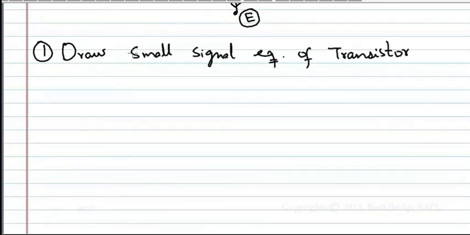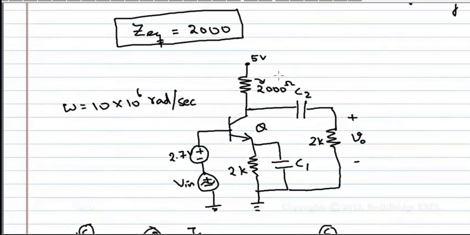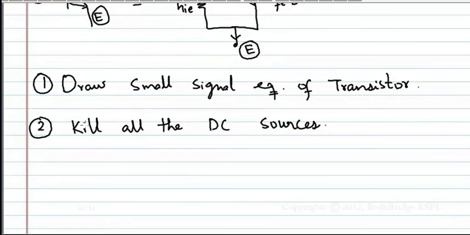First one, draw the small signal equivalent of the transistor. That is the above thing. Second one, kill all the DC sources. What do I mean by killing? Killing a DC source means if it is a voltage source, make it short. It is 5 volt with respect to what? Ground. Therefore, make it short with respect to ground. And if it is a current source, directly open the current source. That is called killing, meaning making them ineffective.